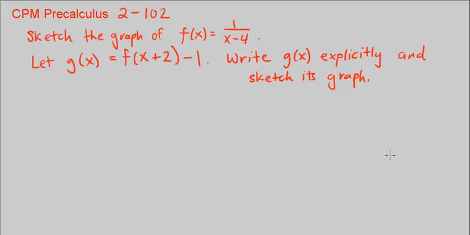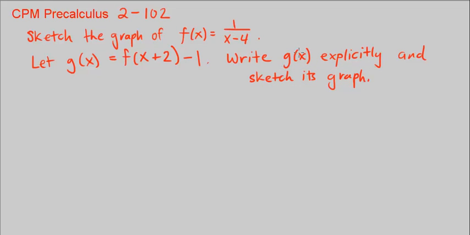This is CPM Precalculus Chapter 2, number 102. Sketch the graph of f of x equal to 1 over x minus 4, and let g of x equal f of x plus 2 minus 1. Write g of x explicitly and sketch its graph.